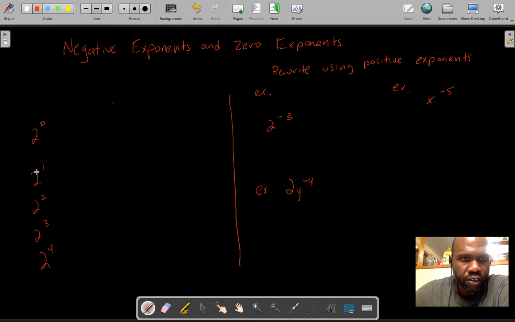Let me talk about how to figure out negative exponents and zero exponents. Let's talk about what we do know, and then we'll talk about what we don't know. Right here on the left side, we have 2 to the power of 1, 2 to the power of 2, 2 to the power of 3, and 2 to the power of 4. We know that 2 to the power of 1 is 2 by itself.